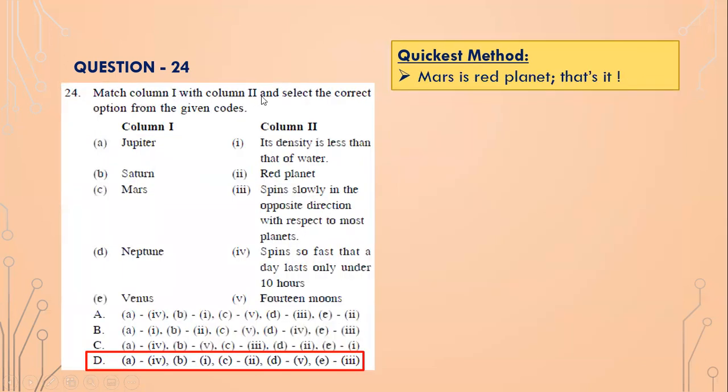Match column 1 with column 2 and select the correct option from the given code. So what is the only thing that you need to remember? That Mars is a red planet. That's it. Mars is a red planet. So C2, that's it. You don't need to remember anything else. So the only option for C2 is option D.